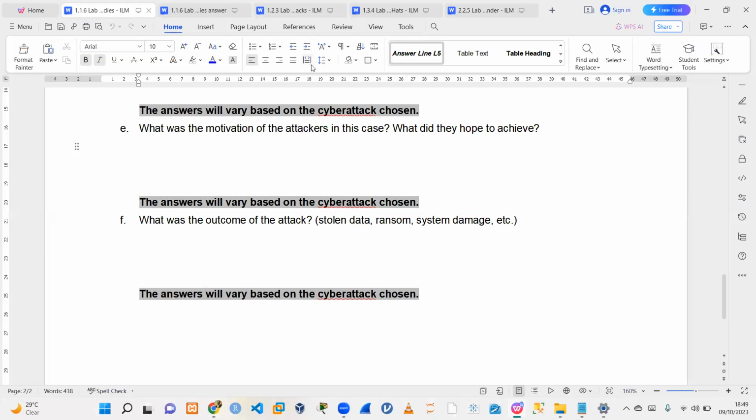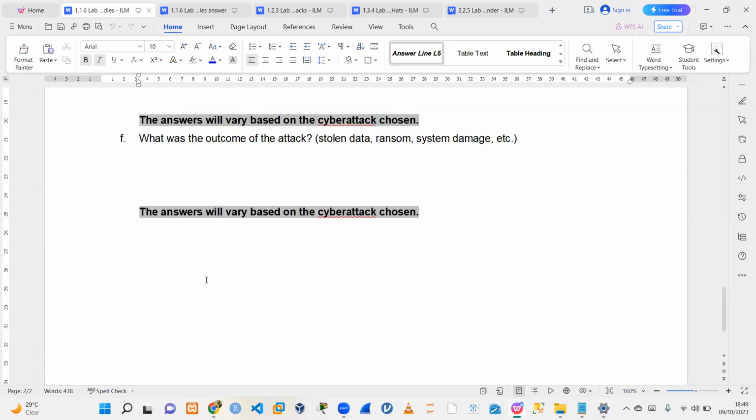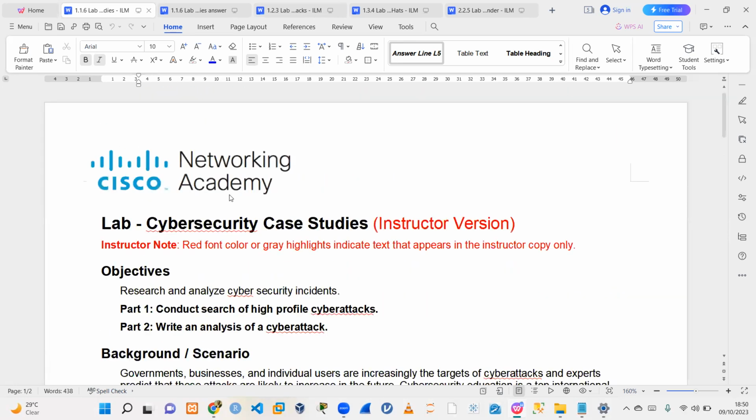So motive is very key when it comes to any cyber attack. Okay, so you fill this and you give me answers. What was the outcome of the attack? So you fill that and send that to me. I will drop the email that you're going to send these answers to in the next 48 hours.